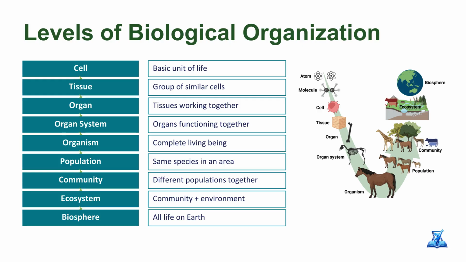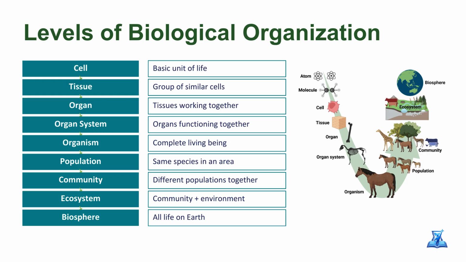Let's take a closer look at the levels of biological organization that make up all life on Earth. Starting from the broadest level, we have the biosphere, which includes everything about the planet that supports life. It's like the entire Earth and all its ecosystems. Within the biosphere, we find ecosystems, which are communities plus the non-living things that influence them, like water, soil, and climate. Think of an ecosystem as a functioning unit where living and non-living elements work together.